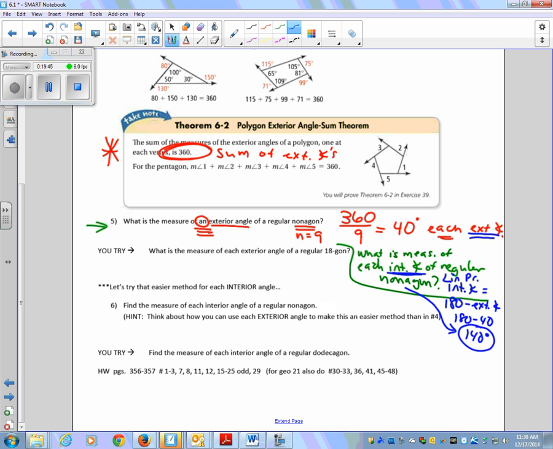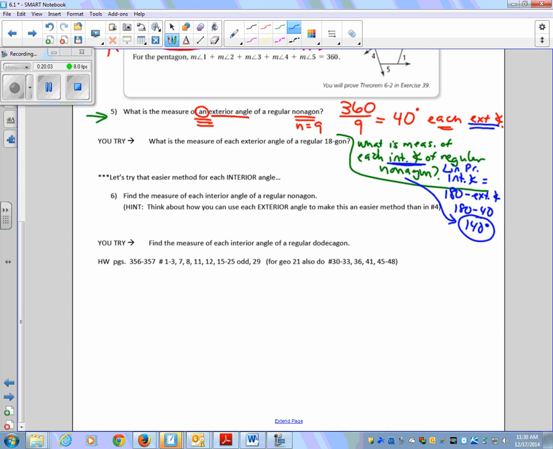So remember that when you're doing problems that involve them giving you an exterior angle to find an interior angle or to find the number of sides, it's going to be easier to use exterior angles than interior angles. Why? Because the interior angle formula is more complicated. It depends on the number of sides. And if you don't know n, it makes for some algebra, right? But the exterior angles sum is always 360. It doesn't matter how many sides.